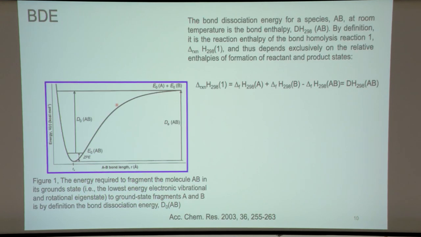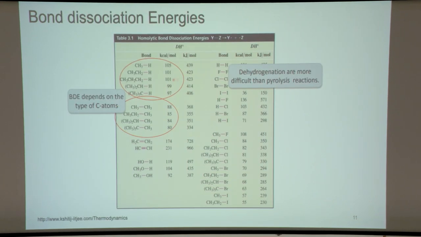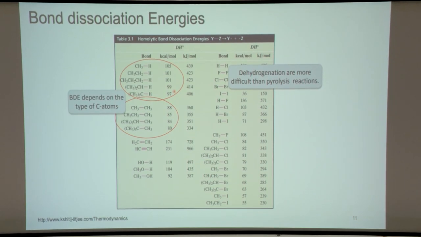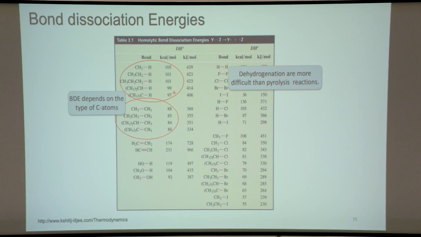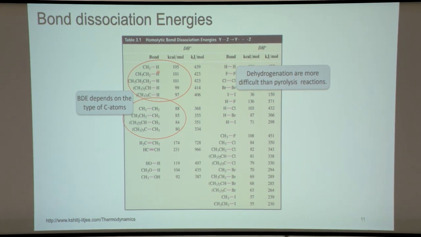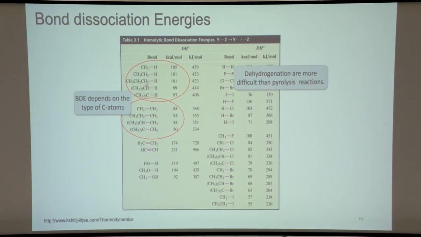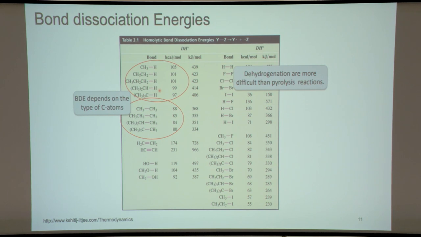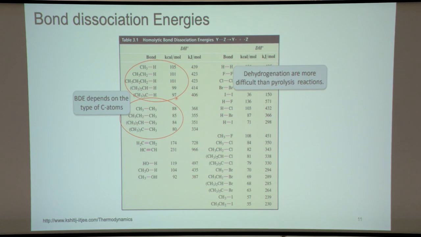Okay, we skip the next one. Next one, you already know what bond dissociation energy is because we talked about it in thermo. This is a table showing different bond dissociation energies. CH3-H, so that's the primary, the secondary, the tertiary, the quaternary, and this one is a branch, another branched one. And then finally a quaternary connection.